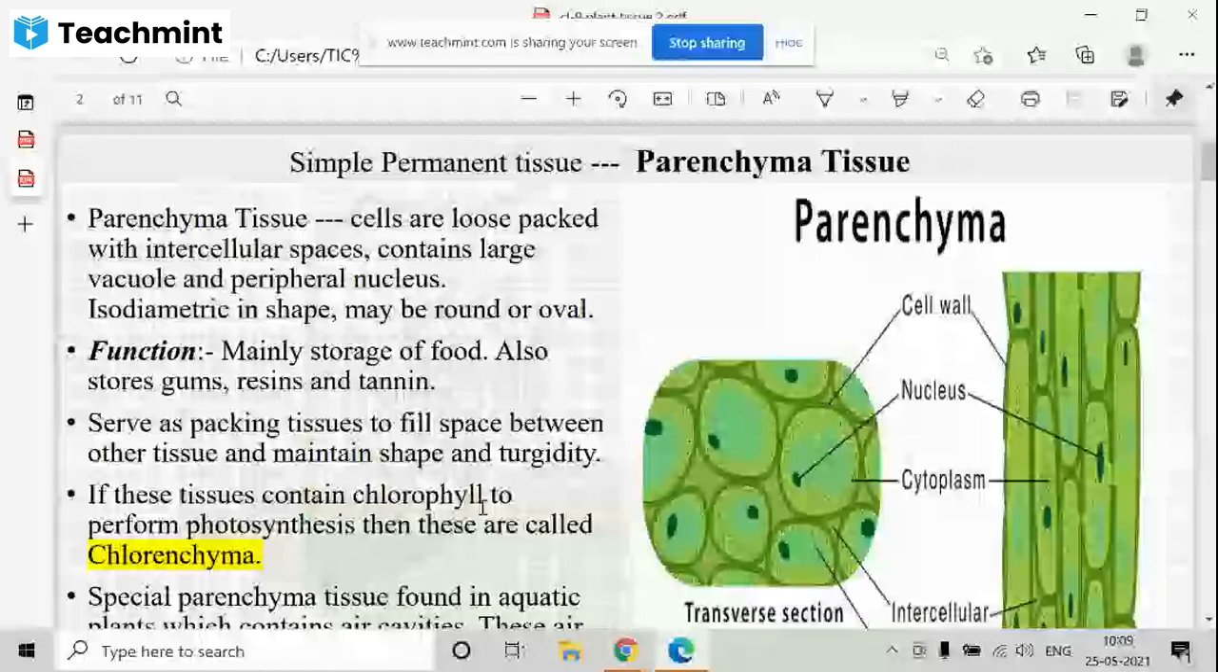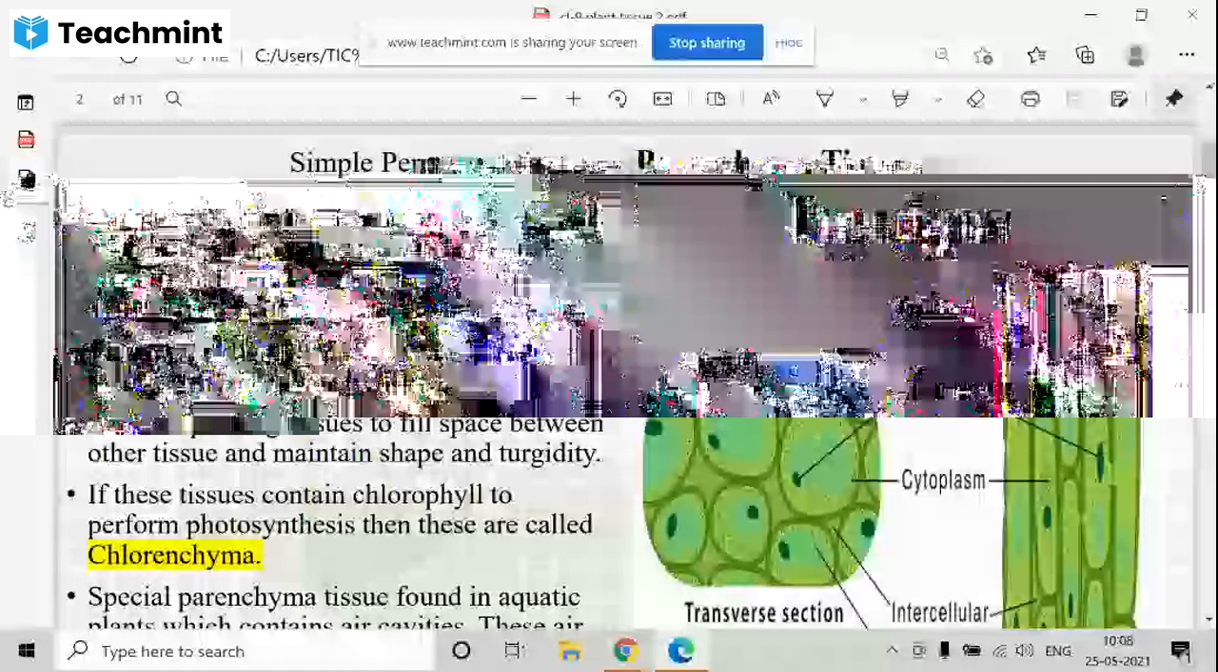Clear? Now, if a parenchyma tissue contains chlorophyll in it, it is called chlorenchyma. Chloren, C-H-L-O-R-E-N. Chloren comes from the word chlorophyll. Clear? So chlorenchyma can go for photosynthesis.